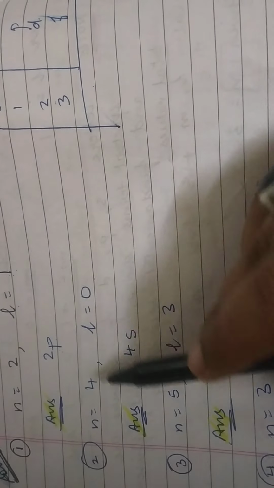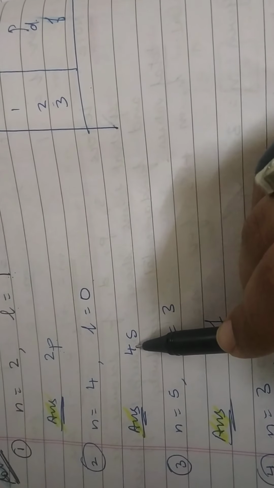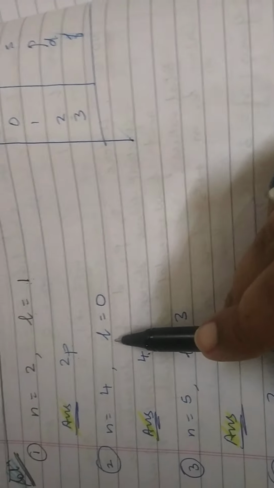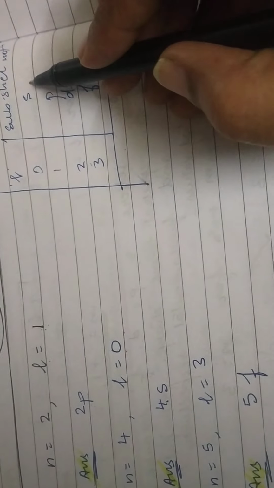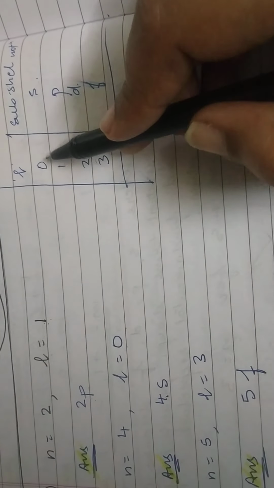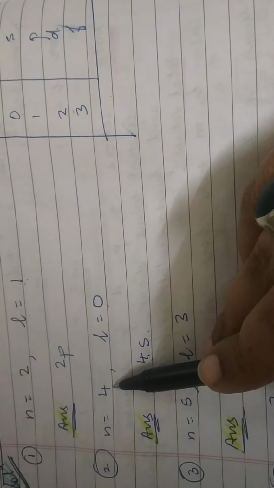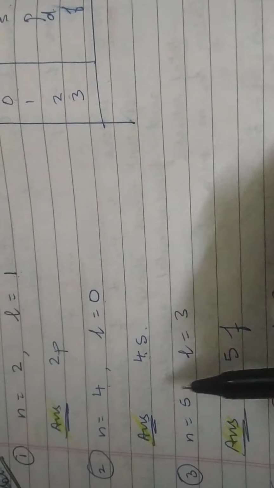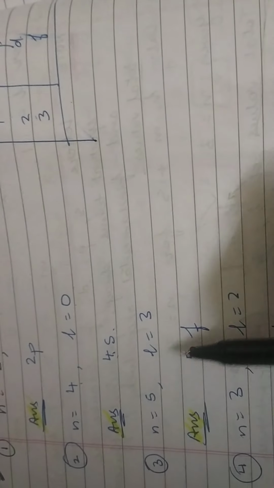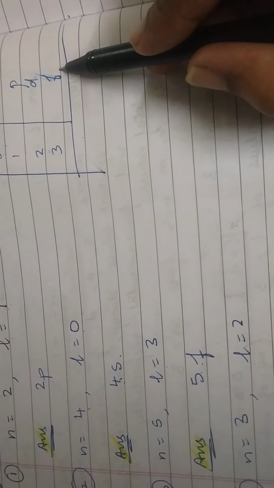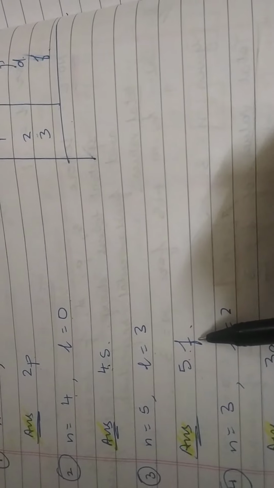Then n is equal to 4, L is equal to 0. So simply first we write the shell number, that is 4 over here, and for L equals to 0, students please see the SPDF notation, L equals to 0 is S, so we write 4S. Here 4 is the shell number that is given in the question itself. Now n equals to 5, so we write the shell number like this. L equals to 3, you can see it will be the F subshell, so we write the F subshell and the notation becomes 5F.